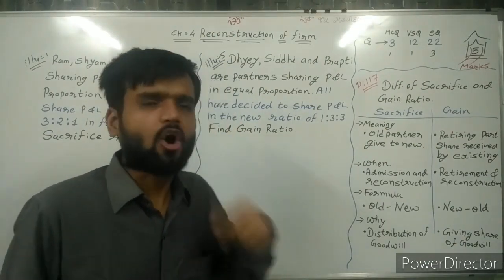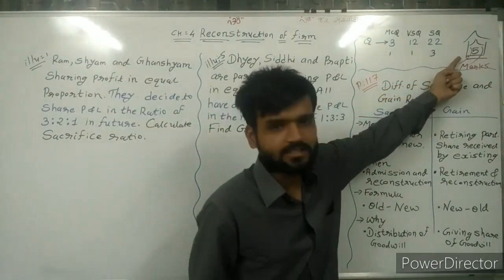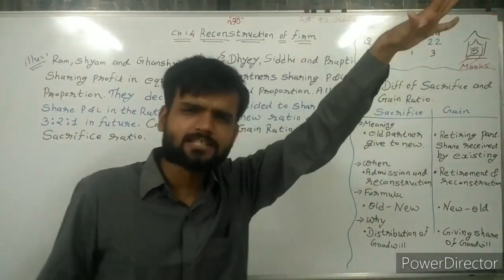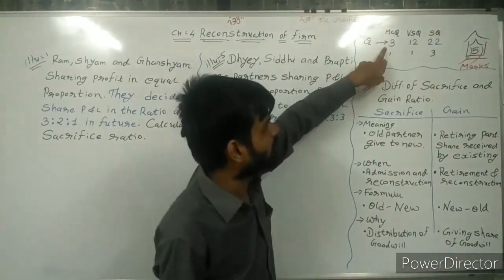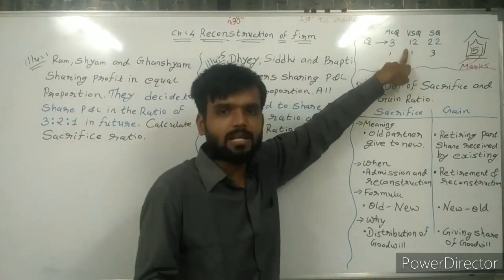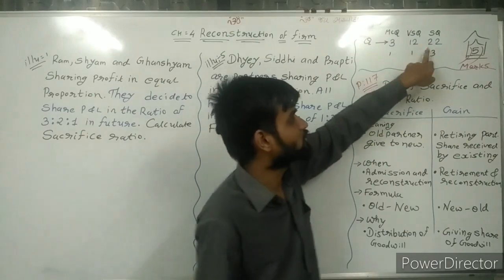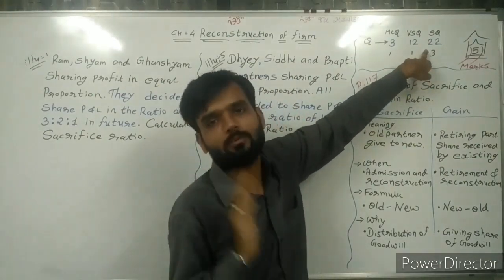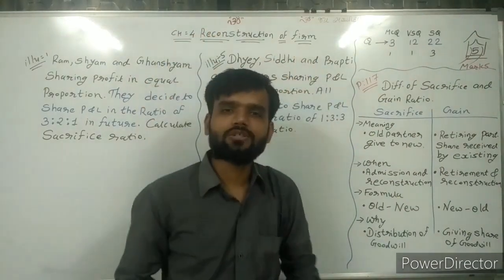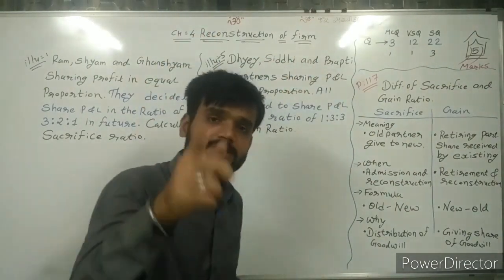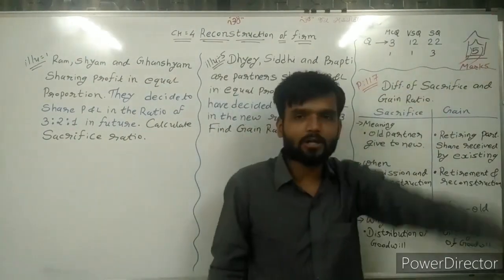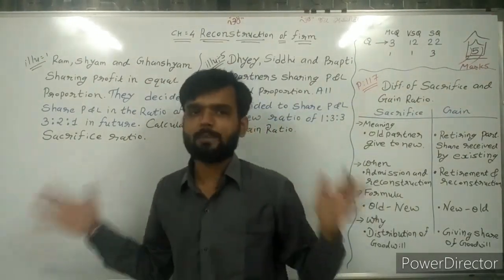This chapter is of 5 marks. In your final board examination, question number 3 is an MCQ, question number 12 is a VSQ, and question number 22 is a short question. These 3 questions will be asked in your final examination, carrying 1 mark and 3 marks. In total, you will get 5 marks from this chapter.